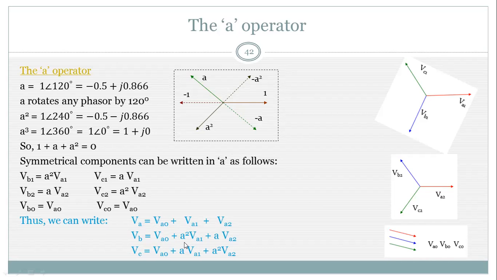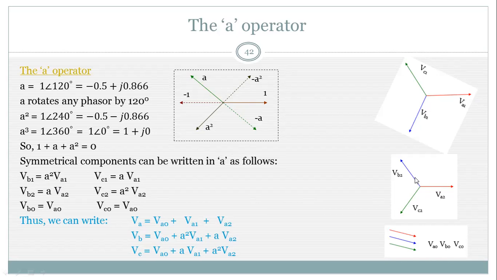But we can easily replace VB0, VB1, and VB2 by VA0, VA1, and VA2, and similarly for phase C. Here, what is VB1? VB1 is present and VA1 is here. The anticlockwise displacement from VA1 to VB1 is 120 plus 120, that is 240 degrees, and 240 degrees means A squared. So if we multiply A squared with VA1, we can easily find VB1. We can write VB1 equals A squared into VA1.